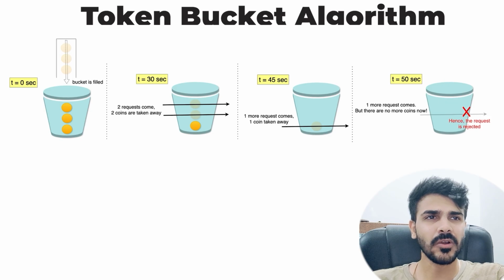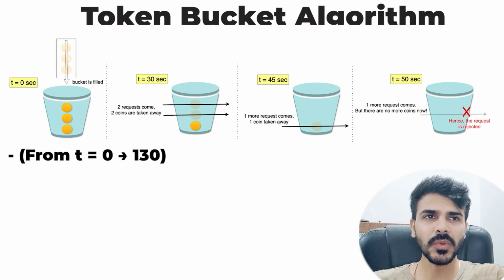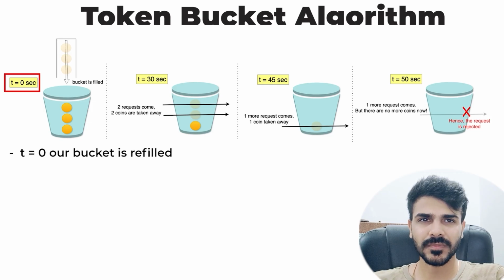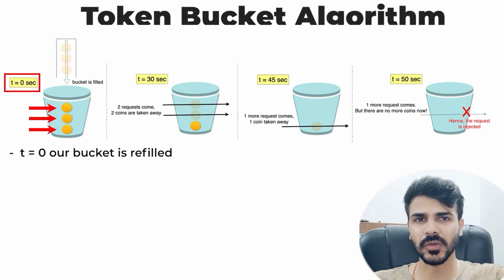We look at it chronologically from t equal to 0 till t equal to 130 seconds and understand the complete algorithm, how this works. Let's say at t equal to 0, our bucket is refilled. This bucket is refilled every 60 seconds. So at t equal to 0, this bucket is refilled, and we have 3 coins in this bucket.